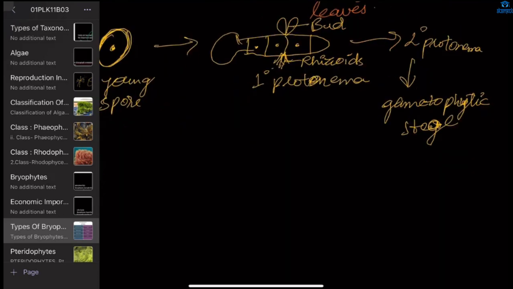Okay, this gametophytic stage will contain what? Gametophore. Here they will contain gametophore. Gametophores means male and female gamete. Now, how will their gametophytes be found? Like, what are their structures and how will they form?